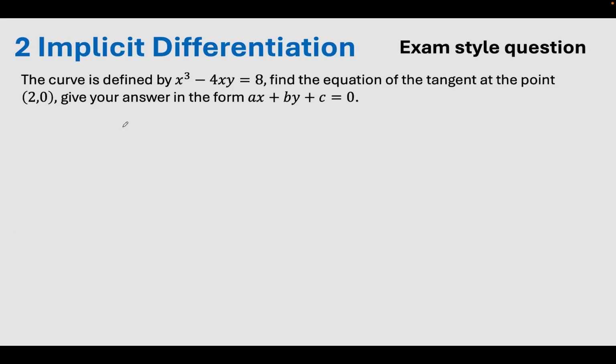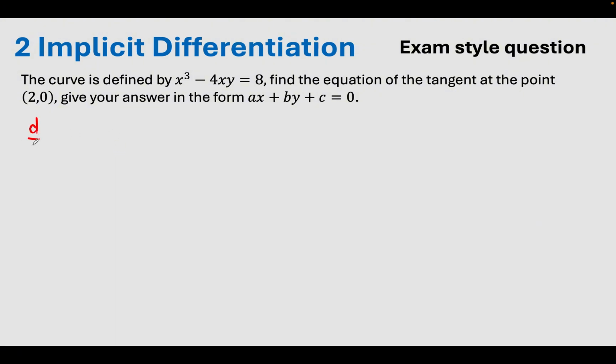Okay, so let's have a look at this exam style question. So a curve is defined by x cubed minus 4xy equals 8. Find the equation of the tangent at the point (2, 0). Give your answer in the form ax plus by plus c equals 0.